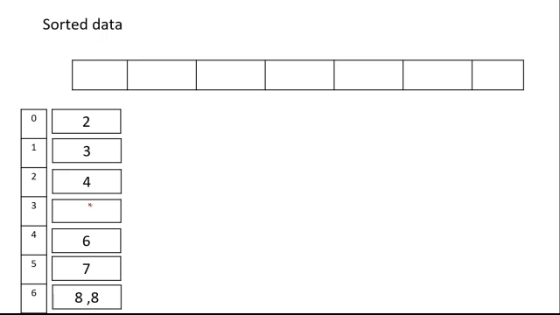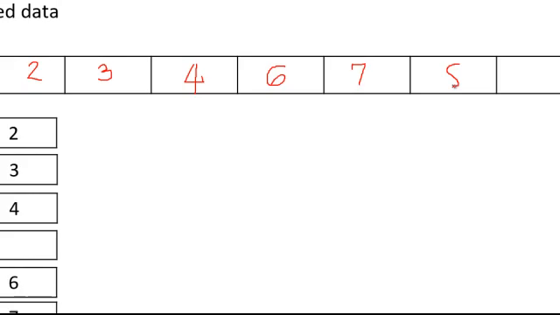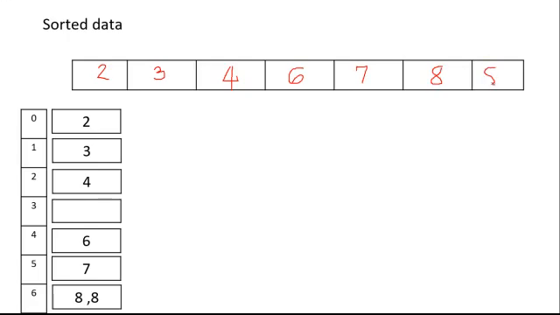Now let's put our sorted array back to the original array. So we have 2, 3, 4, 6, 7, 8, and 8. So this is now our sorted array: 2, 3, 4, 6, 7, 8, 8.